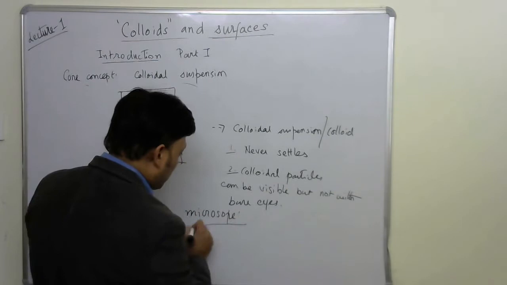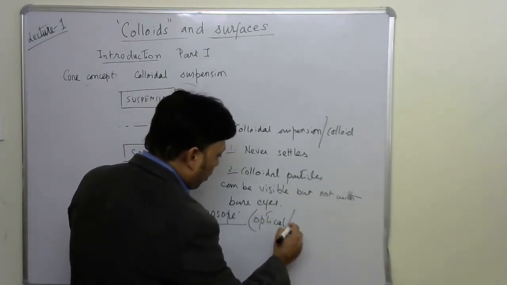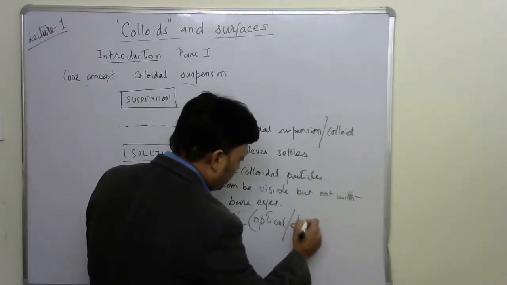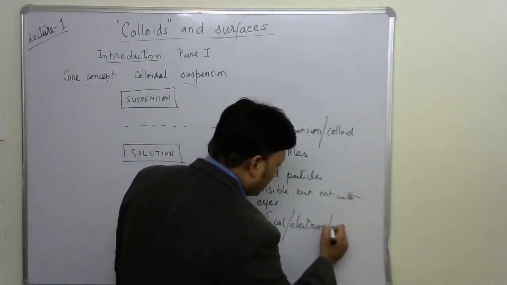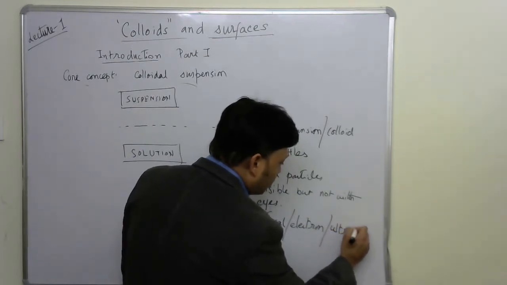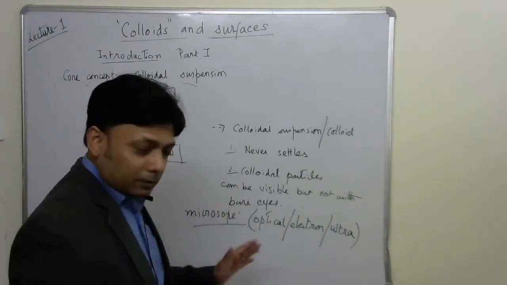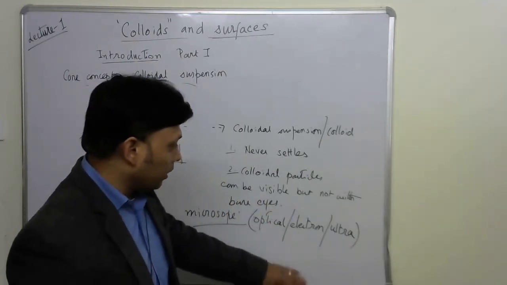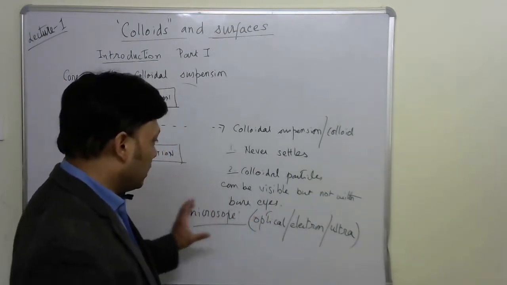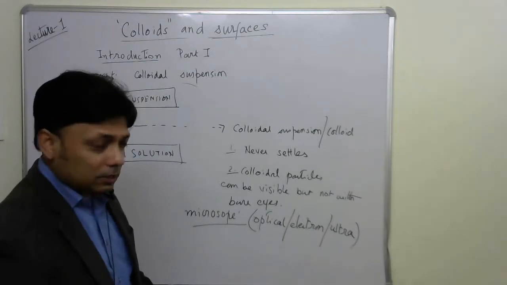So what kind of microscope? It could be an optical microscope, an electron microscope, or a special type of microscope. I don't know whether you have heard about it, it's called an ultra microscope. In this course we would talk about the optical microscope, electron microscope and ultra microscope, because since we are talking about colloids, we have to talk about their characterizations.